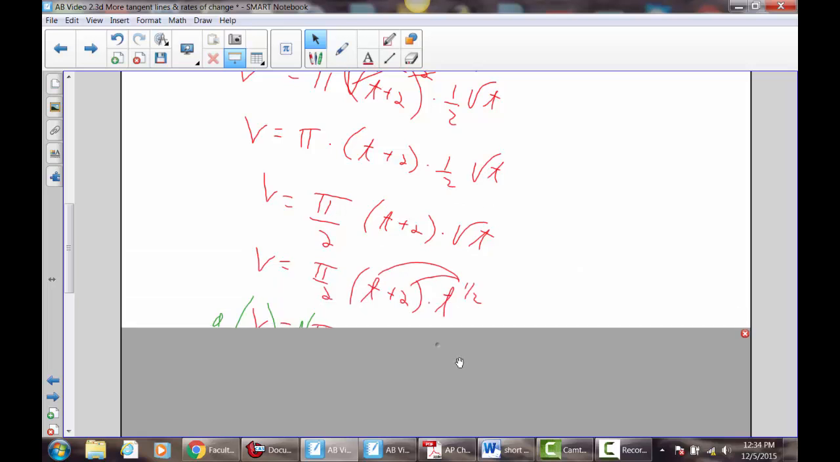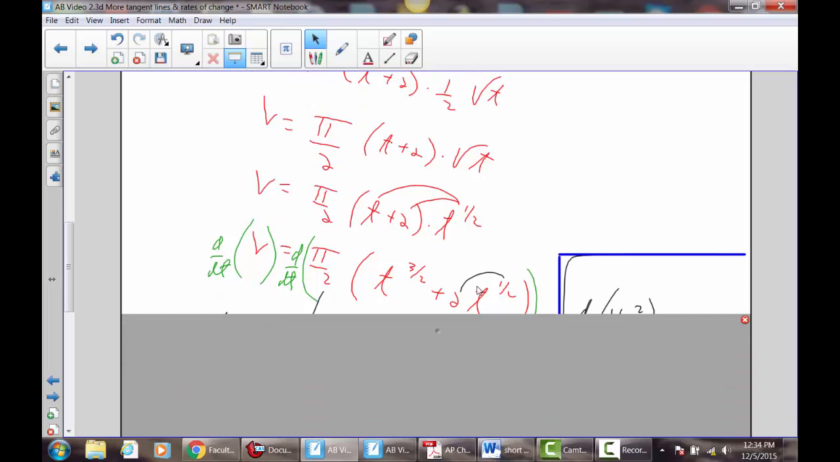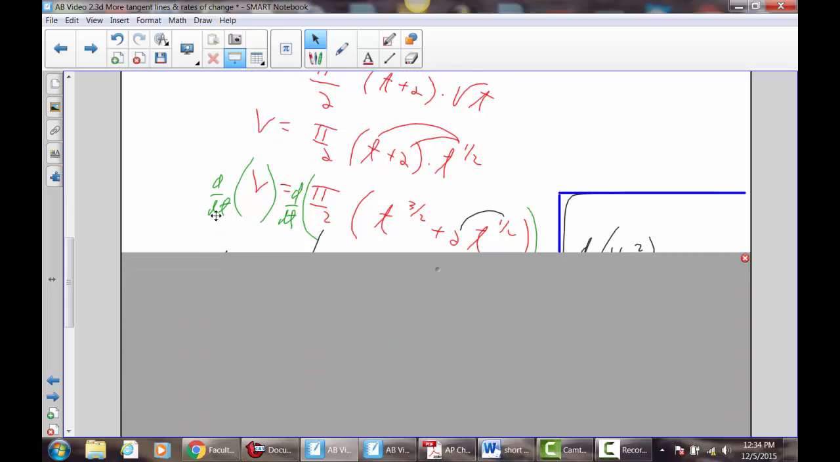I'm going to say pi times a half is pi over 2. That's root t. While I'm at it, I'm going to avoid a product rule. You could do a product rule, but you could easily call this t to the half and distribute. And then you get pi over 2 times parentheses t to the 3 halves plus 2t to the 1/2. Now we're ready to finally take the derivative with respect to t of both sides.